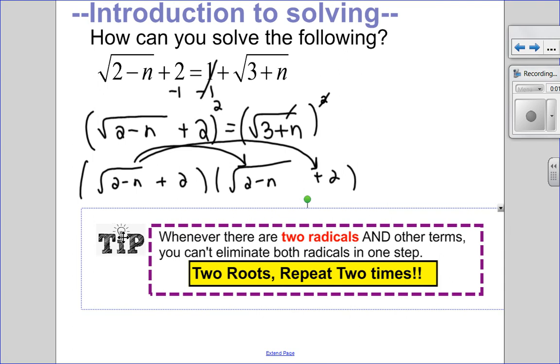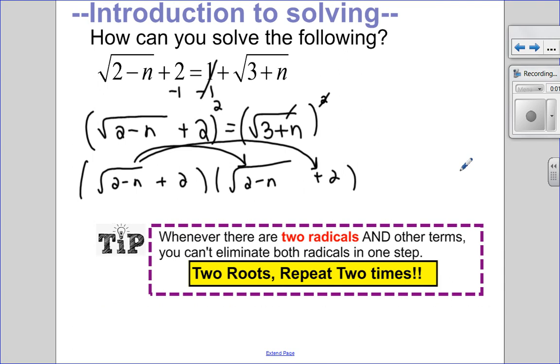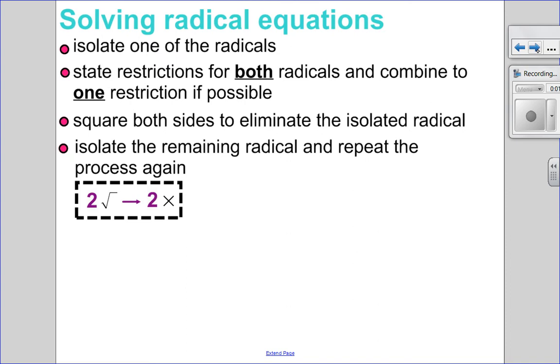In fact, when there are two radicals and other terms, so not just two radicals on either side, because we could square both sides and get rid of them, when there's two radicals and something else, like the plus 2 there, you can't eliminate both radicals in one step. So when there are two roots, you need to repeat that process 2 times. Isolate one root, square it to get rid of it, and then isolate the other root, square it to get rid of that.